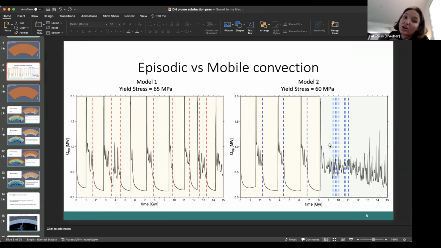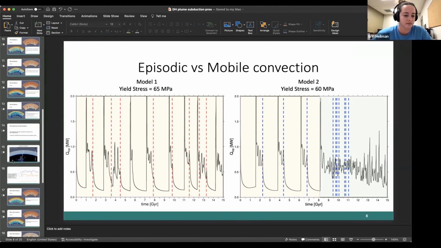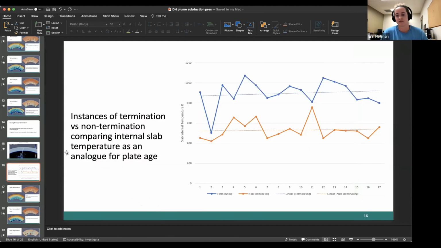This sort of goes along with it. I think it was between the transitioning and non-transitioning models, the temperature was like 200 degrees different. Isn't that kind of cold? Very cold for a slab temperature? Or is this also just model specific instead of like Earth?